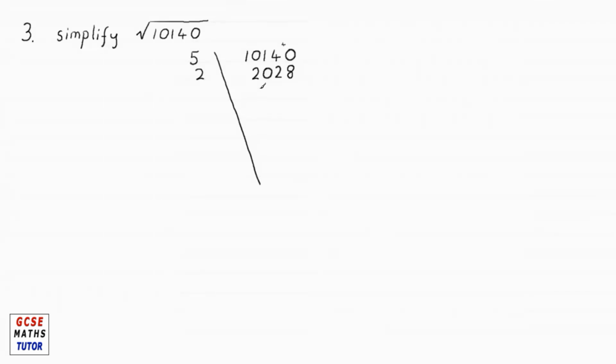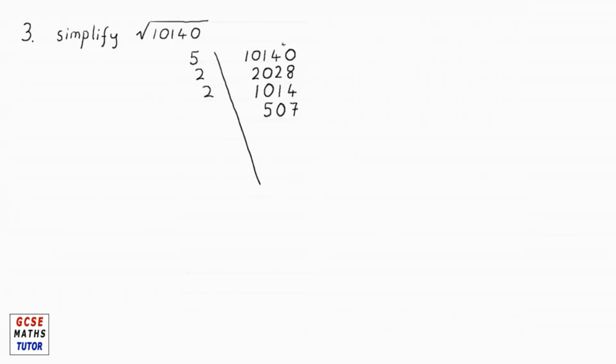2s into 2 goes once. 2s into 0 goes 0 times. 2s into 2 again goes once. 2s into 8 goes 4 times. 2s into 10 goes 5 times. 2s into 1 goes 0. 2s into 14 goes 7 times.